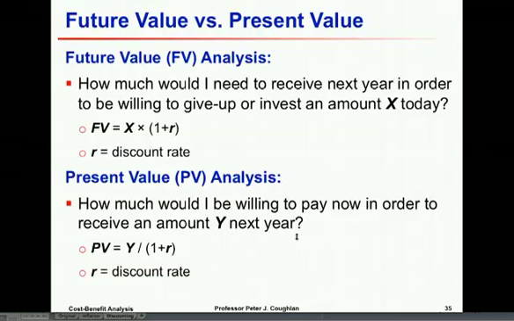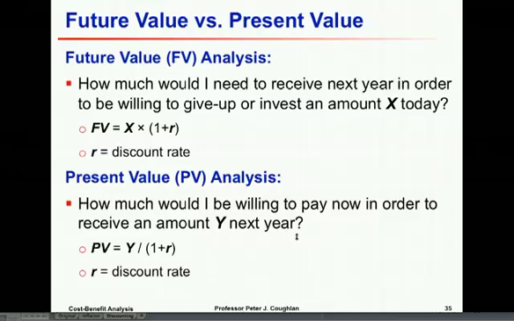So the future value is equal to X that I give up today times 1 plus R, where R is the discount rate, right? So if R is the 7% we talked about, the future value for 1 year from now is X times 1.07, which is going to give you a larger number, something larger than X. So the future value of something is going to be a larger number. If X today has a future value, it's larger than X.